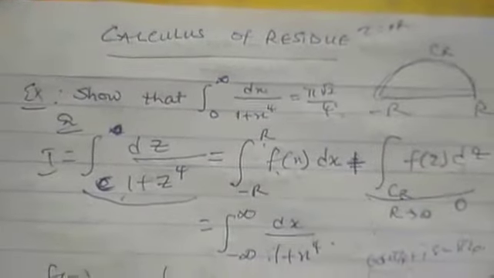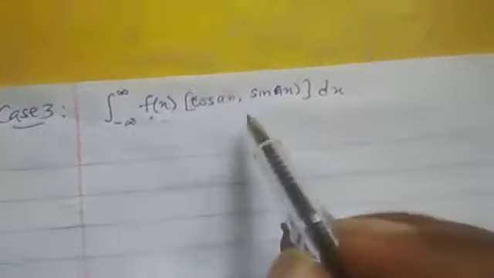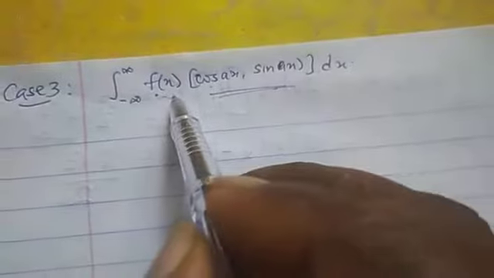Let's consider another important case. Our third case is this. When we are given this type, it is similar to the second case, but here we are now multiplying cos or sine to that f of x. And how do you do that? You need to turn x to z as usual. We integrate in the upper half plane, just like the second one.